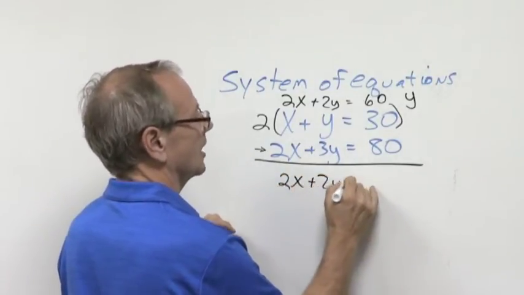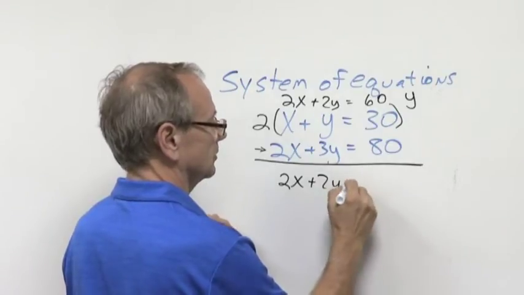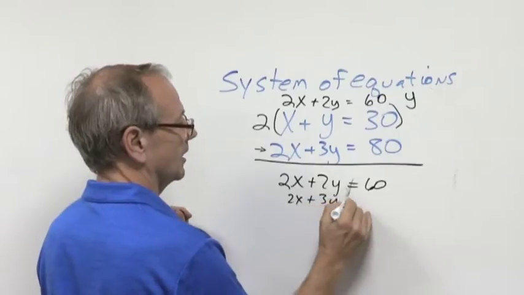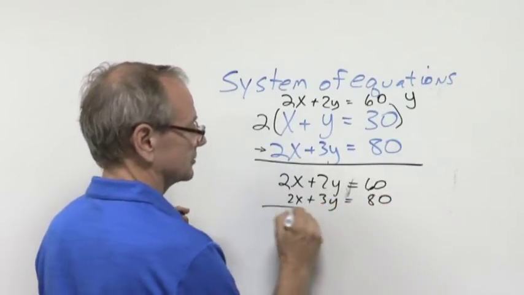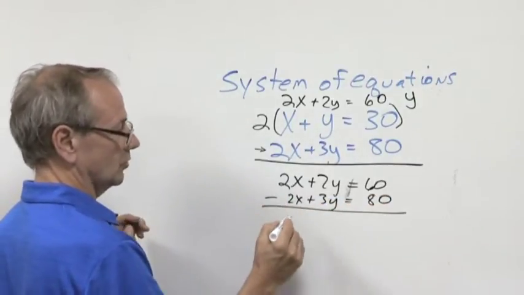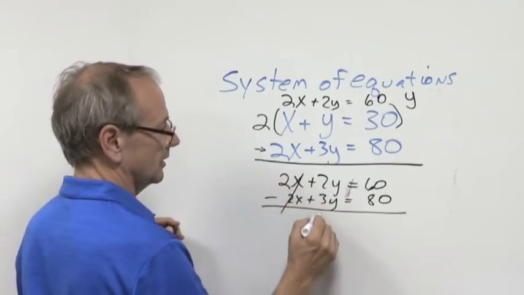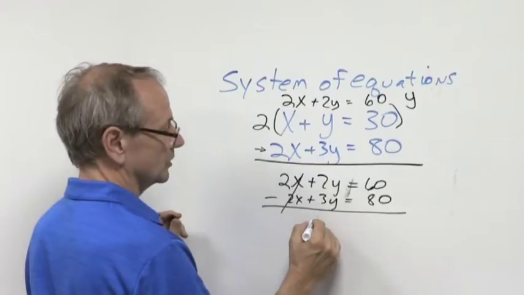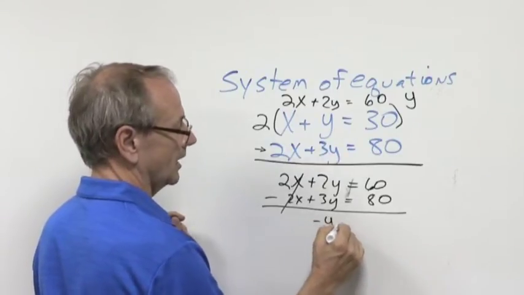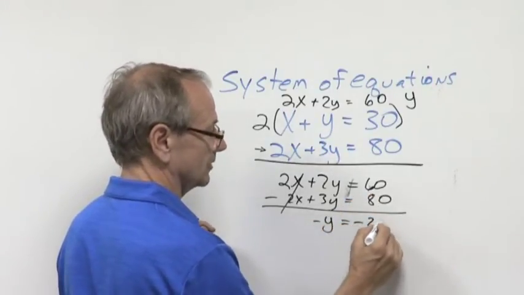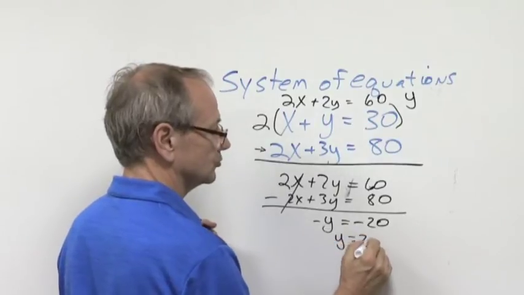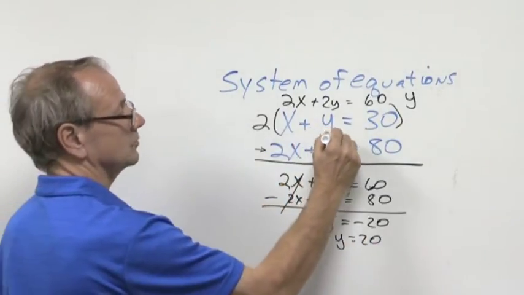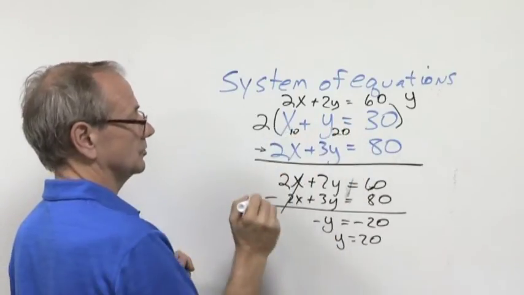2x plus 2y equals 60, and then it would be 2x plus 3y equals 80. So now when we subtract the two equations, the x's go away, and I get 2 minus 3y, which is a minus y, equal to 60 minus 80, which is a minus 20, so y equals 20. So I could plug it back in up here and say if y is equal to 20, that means x had to be equal to 10.